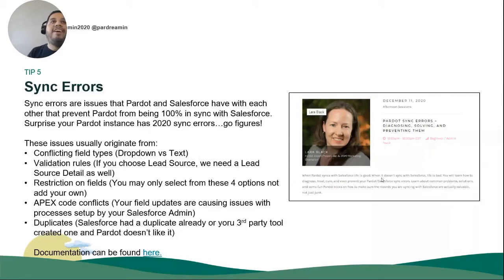Restriction on fields. You may have a pick list that has 5 options in Salesforce and it's locked. And then in Pardot, for whatever reason, you added a 6th one, or it's just an open-ended text box because you didn't map it right, and it's trying to input new types of data that don't technically exist on that list. And so those are issues as well.